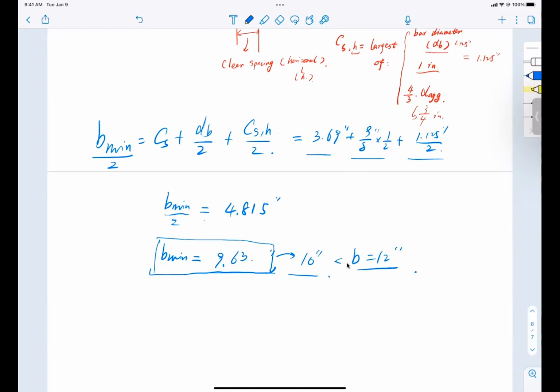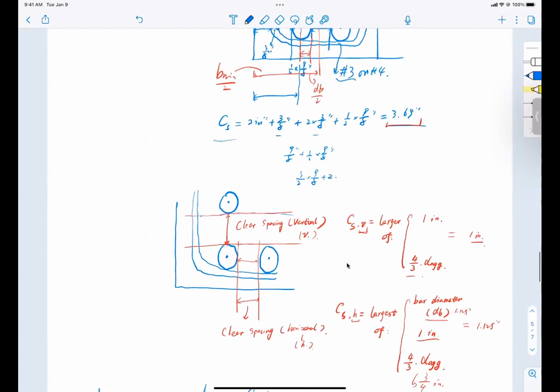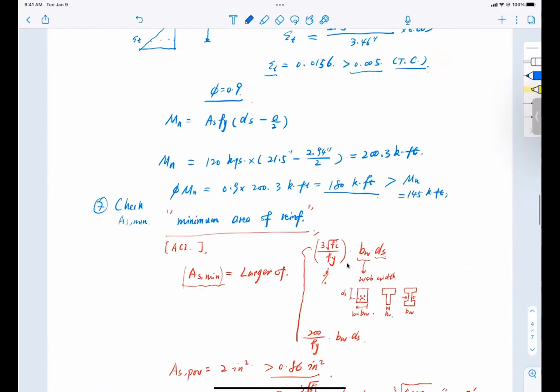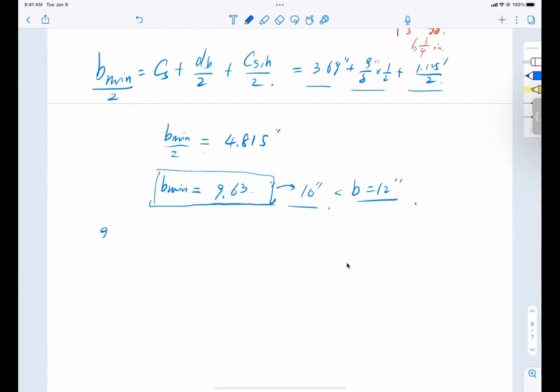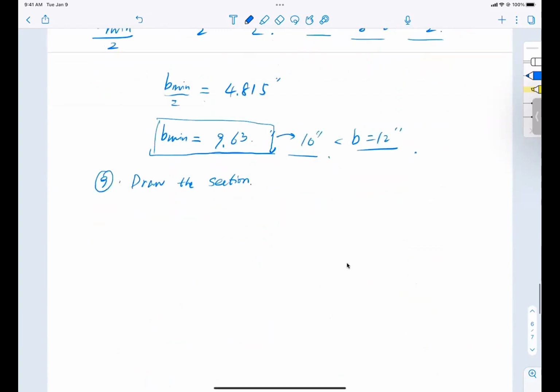Am I done? Yes, I'm finally done with the design. So last thing, okay? Let's be rigorous. Step 9, draw the section and provide details.